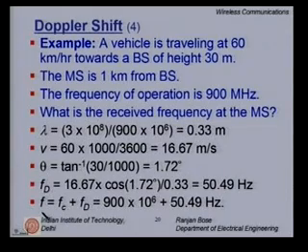So our question was, what is the received frequency at the mobile station? What you receive is Fc plus Fd. Why plus? Because we are moving towards the base station. It is 900 megahertz plus 50.49 hertz. This is megahertz, this is in hertz. Several orders of magnitude difference.